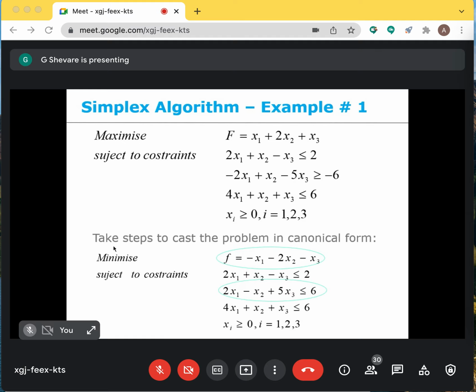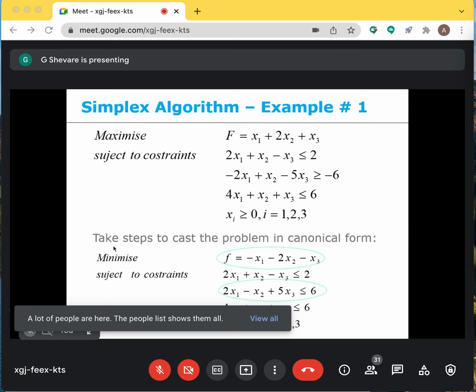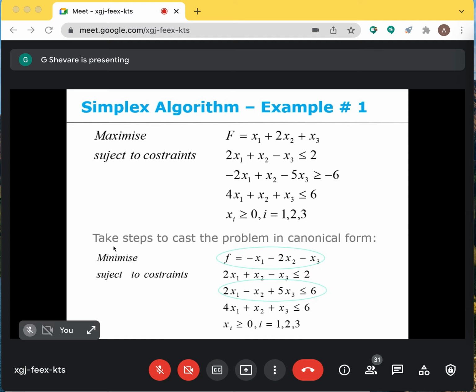Can I attempt this problem? We cannot attempt this problem because it is not written in the standard form, or what we call the canonical form. For example, F is required to be maximized in the statement, but in linear programming methodology, we always minimize the function. So instead of capital F, I will write small f, which is the negative of capital F. So x1 plus 2 x2 plus x3 is written as minus x1 minus 2 x2 minus x3.